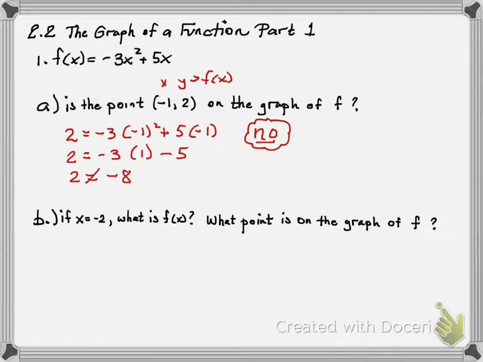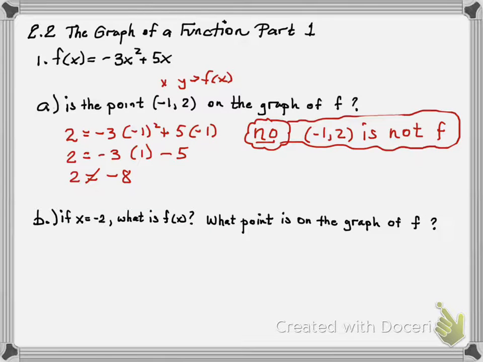If you want a complete answer, you would say no. Negative 1, 2 is not on the graph. And you could just say the graph of f. So negative 1, 2 is not on f. That's a nice complete answer if you want to be complete with that. And I don't like how I did that. So I'm just going to do this.